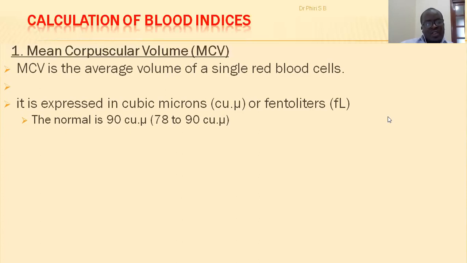On average, the normal mean corpuscular volume should be around 90 cubic microns, or 78 to 90, that's a range. Depending on the textbook you're using, other textbooks will give you about 78 to 94 cubic microns or femtoliters. So this is just a normal range. Anything outside this range, then you'll be able to come up with a diagnosis.